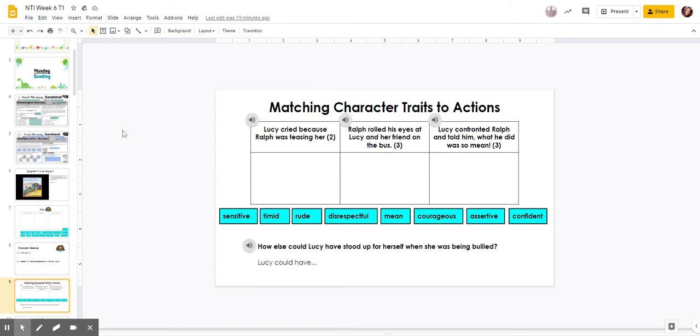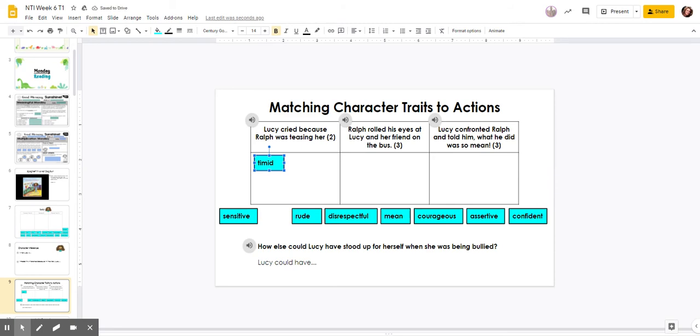Matching character traits to actions. So this is something that happened in the story, and these are words that are character traits that go with those actions. So Lucy cried because Ralph was teasing her. Focus on Lucy crying. That's the action. And which of these words go with that action? If someone's crying because someone's teasing them and they're not standing up for themselves, they're getting upset, that person is timid. So one of the words that you could choose is timid.